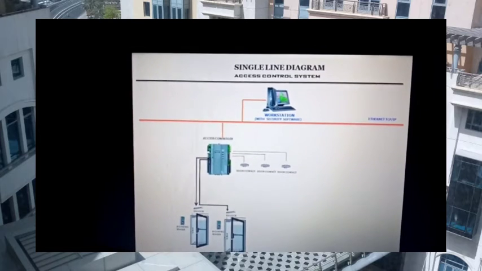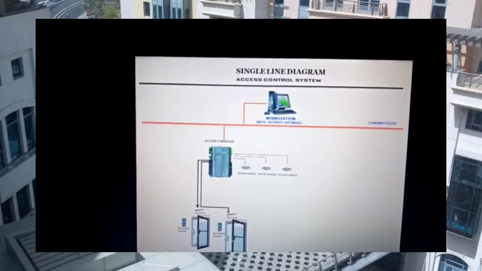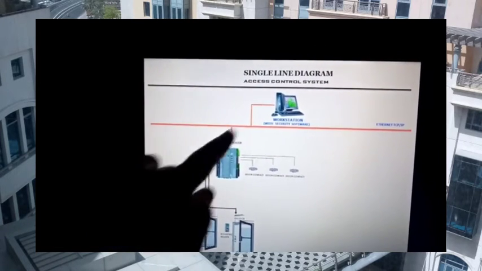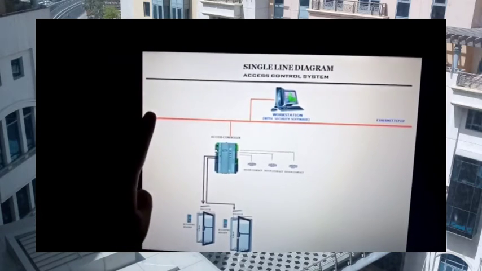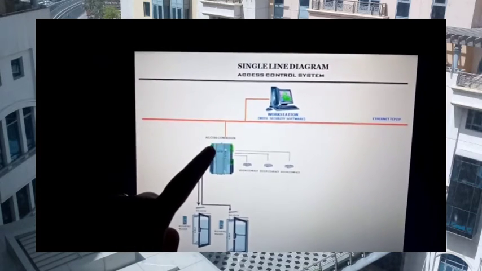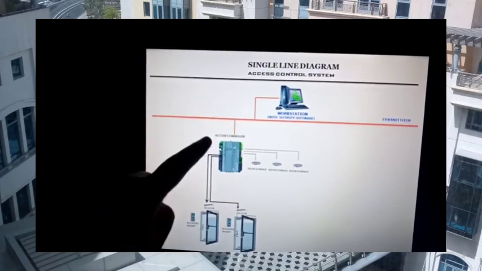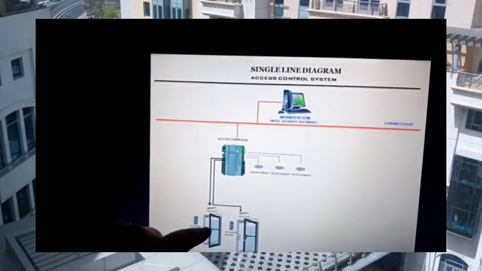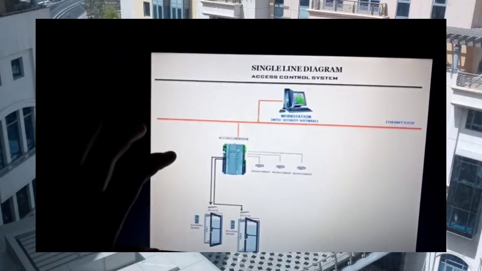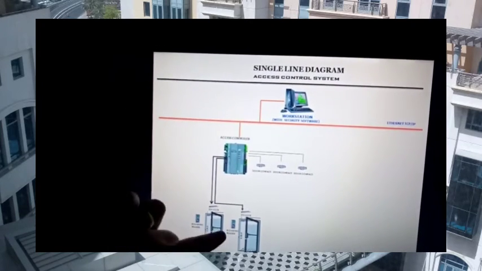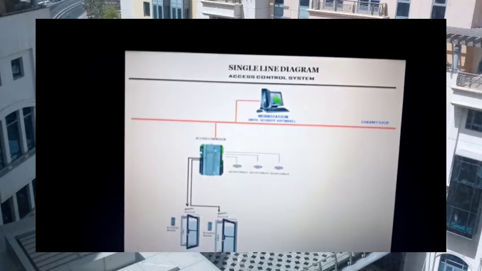Here's an example of single line diagram for the access control system. Andito si workstation. This is the Ethernet TCP/IP. May controller po tayo. Andun, pwede mong ilagay yung mga door contacts kung required. At sa bawat rooms, meron tayong single door or double door. Lalagay natin yung biometrics reader and EM lock and other devices.